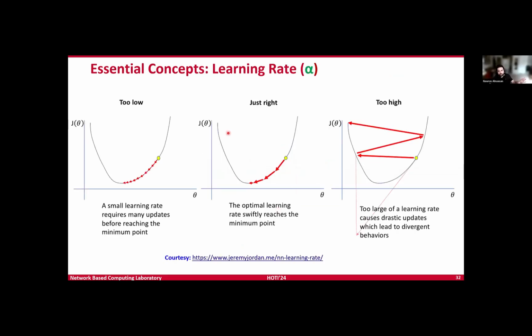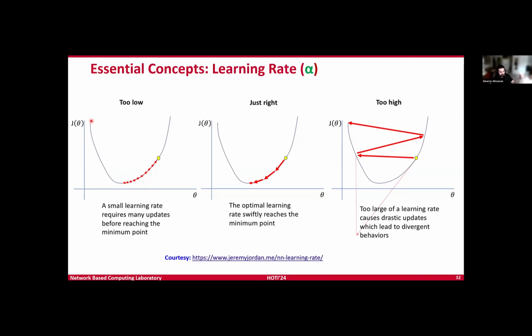Another very important concept is the learning rate. So we said that the gradient tells us the direction and maybe the magnitude, but we also need a scalar that tells the network how much we should update those weights based on the samples or the data that it just saw. Picking a learning rate that is too low will require many iterations, so many forward passes, many backward passes to reach the minimum value.